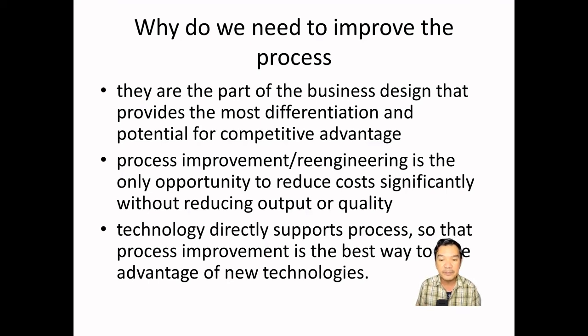Second is process improvement. Reengineering is the only opportunity to reduce cost significantly without reducing output or quality. And sometimes we improve the quality because we re-engineer our existing process. Lastly, technology directly supports process, so process improvement is the best way to take advantage of new technologies. We realized during the pandemic that technology is very important, and some of the processes in the organization can actually change or improve through the use of technology.